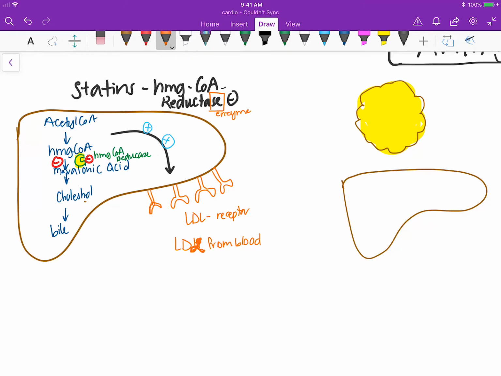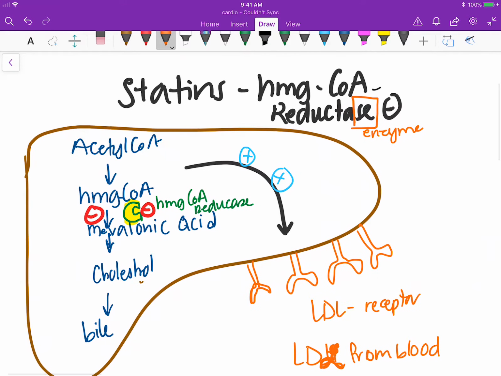ASE means enzyme. So, basically, in your body, the first class of antihyperlipidemics is statins, and you have acetyl CoA converting into HMG CoA. HMG CoA is converted into mevalonic acid. Now, you might be thinking, mevalonic acid, what's the big point? Well, the big point is that HMG CoA reductase is what converts the HMG CoA to mevalonic acid. So that's the reductase. That's where statins act. And then from mevalonic acid, your body makes cholesterol and bile. So it blocks this whole pathway.